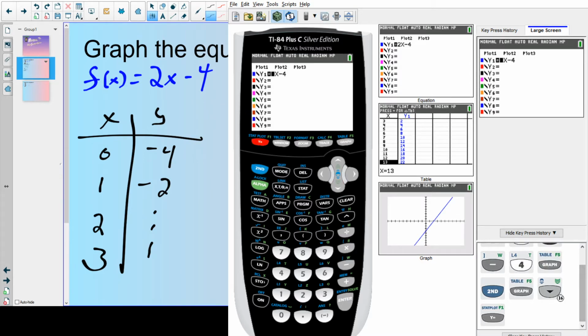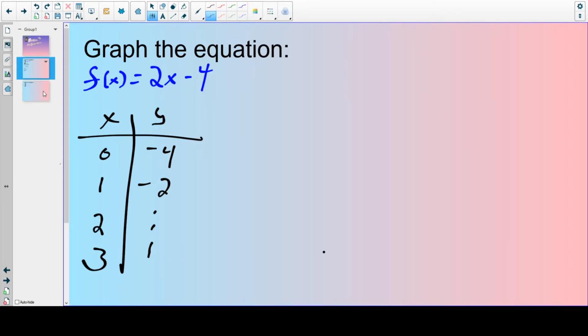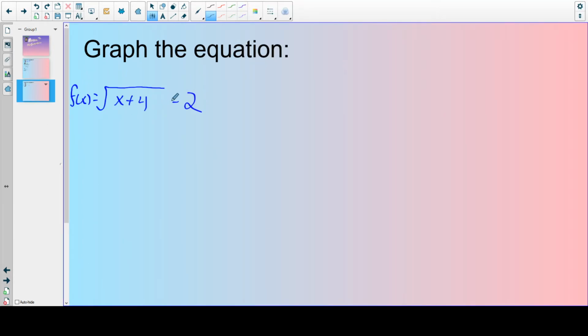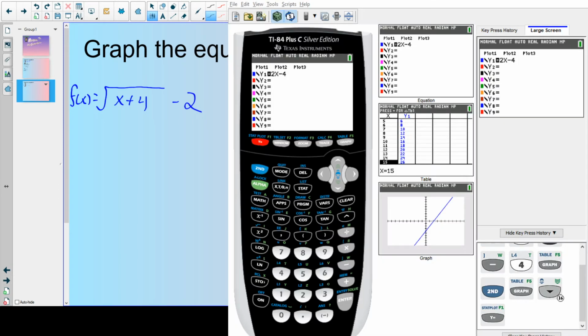So let's go back for a second. Let's go to another example. What if you had something that was more complicated? Well, it's the same exact thing. Let's bring up our calculator. And we're going to clear what we have here. Now, the only real difference is you need to know how to find certain buttons on your calculator.